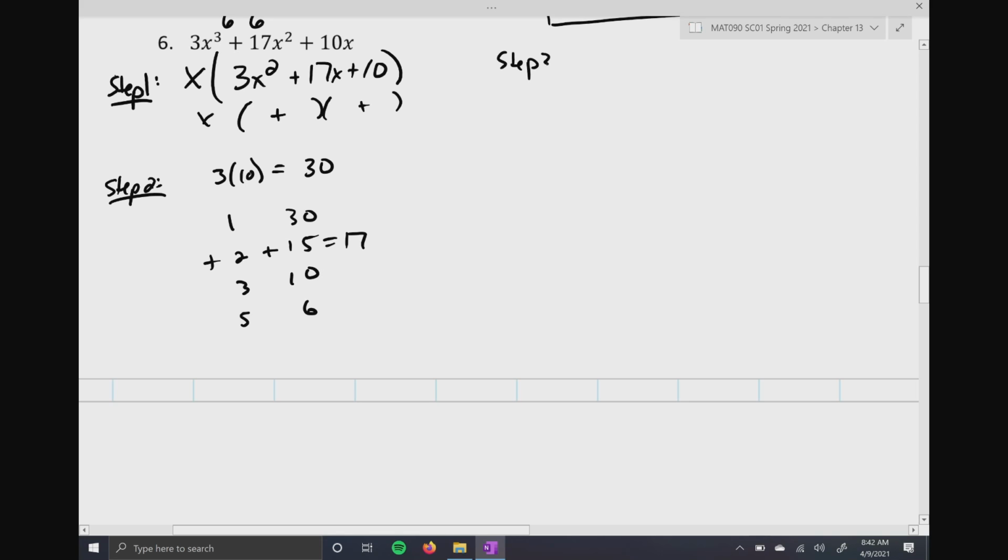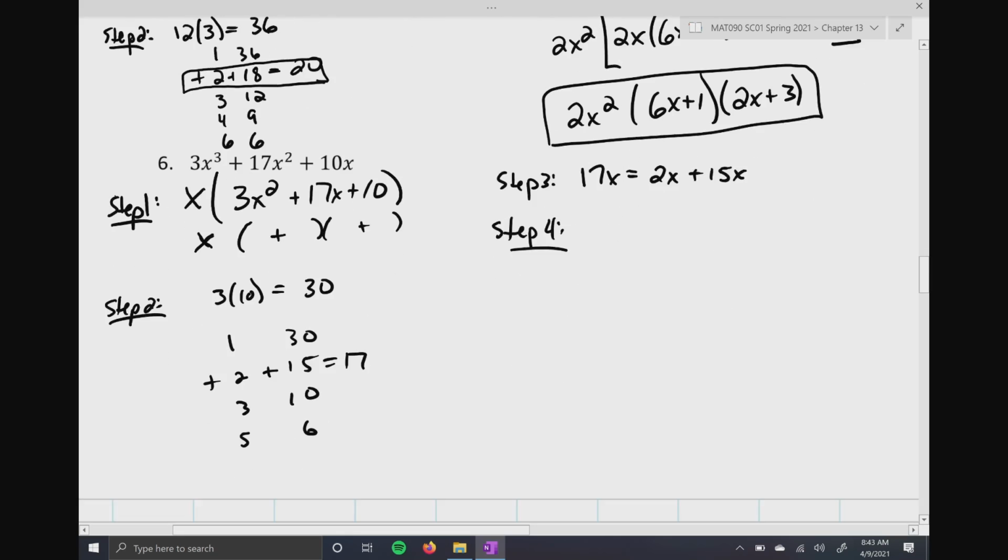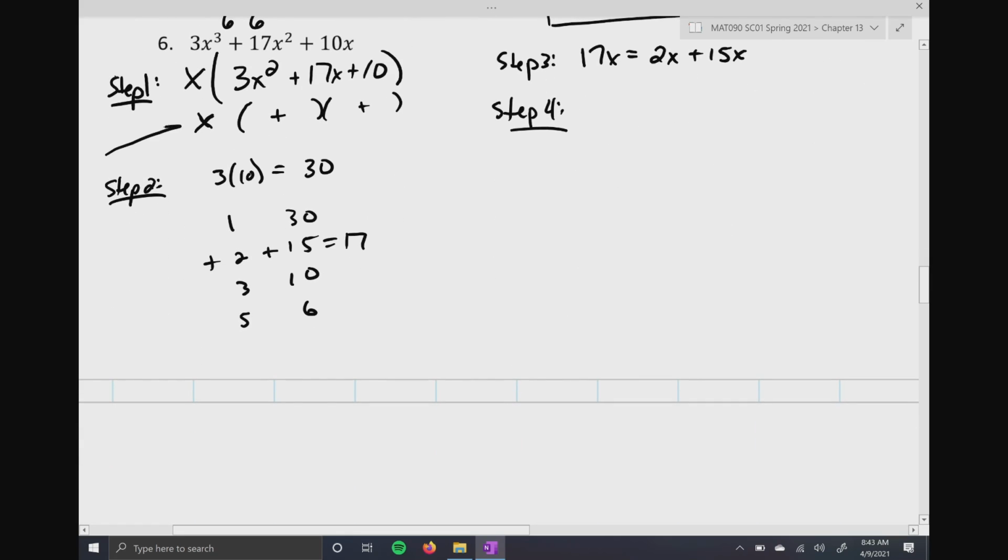Step 3. This is going to be 17x equals 2x plus 15x. So now step 4. Okay, now, I will be honest with you. I realize in this last problem, we got brackets, we got parentheses, we got them all over the place. That is the way I like to do this, but then again, I have a lot of experience with this. If you don't want to write all those brackets and all that stuff, that's fine. My only suggestion is when you get to the end, you better make sure that you remember there's an X out front. Because if you forget, it'll mark the problem wrong. Okay? What I'm saying is if you just wanted to do this, 3x squared plus 2x plus 15x plus 10, if you just wanted to leave it like that, just remember, at the very end, you got an X out front. Okay? All right? So we could factor by grouping.